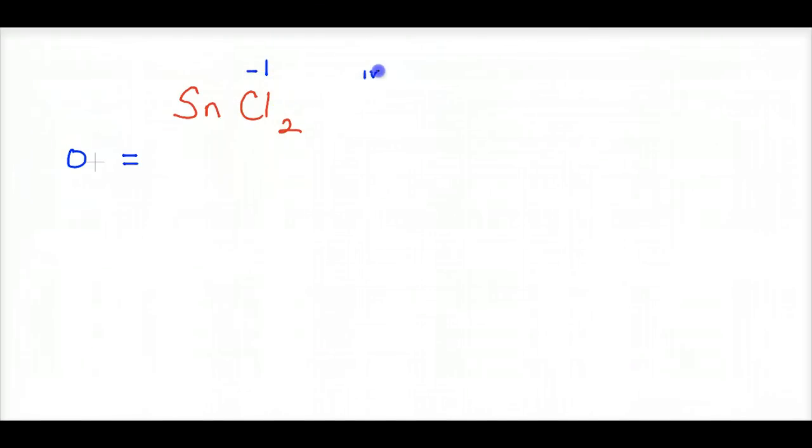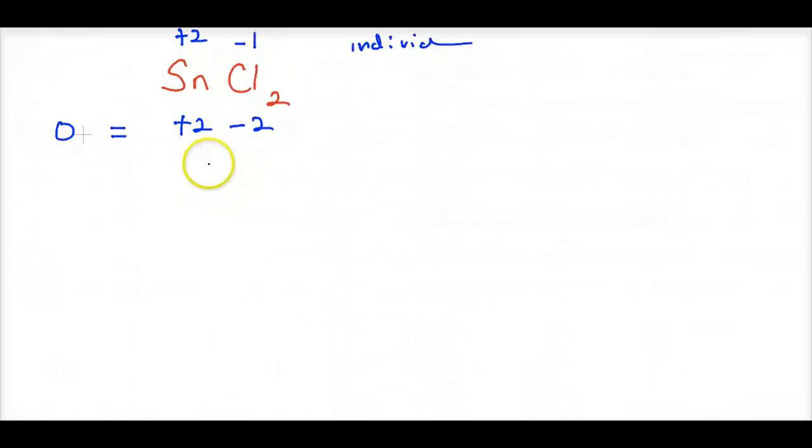So I do the individual up top. Okay, the bottom is the overall. Now there's two of them. 2 times negative 1 is negative 2 overall. What must be the positive charge overall? Yeah, it needs to be zero, so plus 2. And since there's only one tin, it's plus 2 individually. So this is tin Roman numeral 2 chloride. Okay? And that's how we do it.